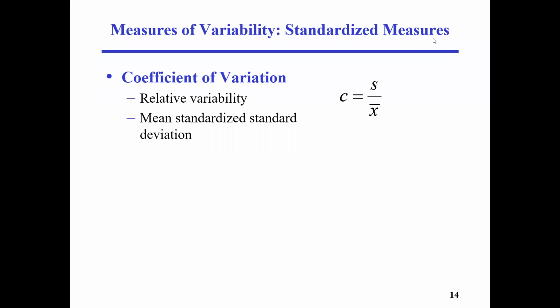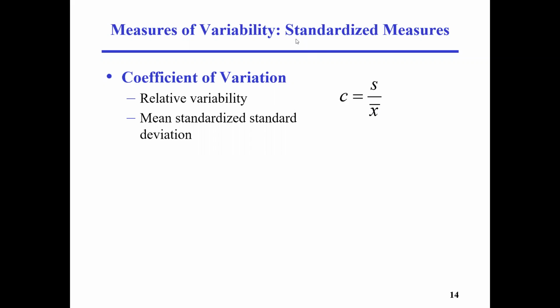Let's continue with measures of variability. Now I want to introduce two statistics for standardized measurements. The first one is called coefficient of variation. It is addressed by the letter lowercase cv. It is the ratio between the standard deviation and the mean value of your data set, which is addressed by x bar.